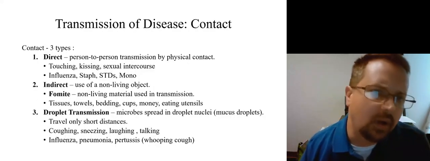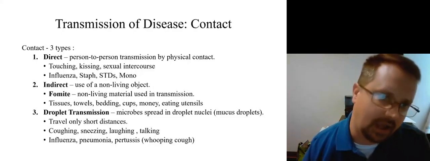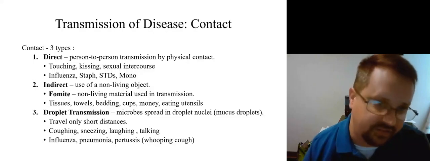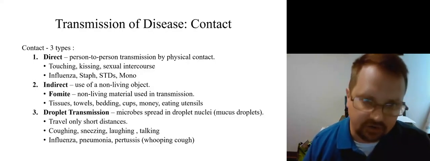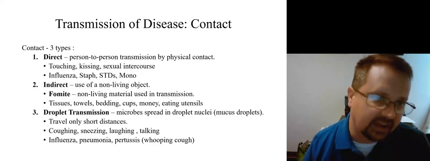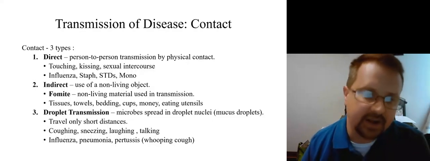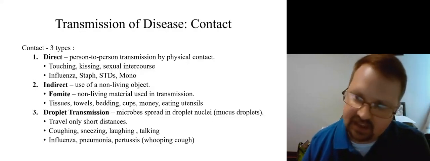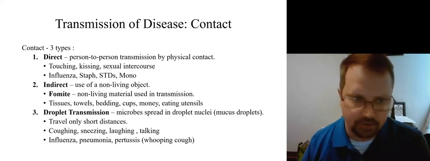Now, there's loads of ways to get transmission diseases by contact. There's direct contact, like physical contact, person to person: touching, kissing, and sexual intercourse. This is things like getting influenza, staph bacteria, various STDs, STIs, and mononucleosis.